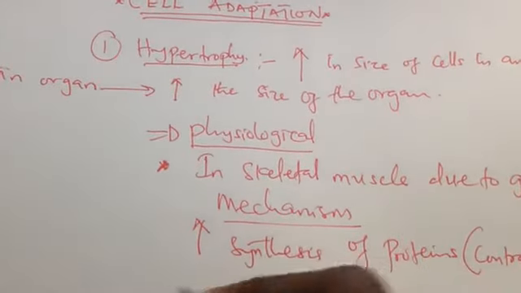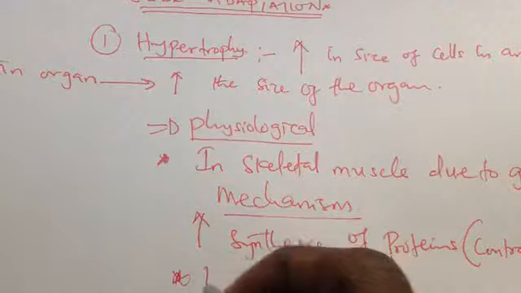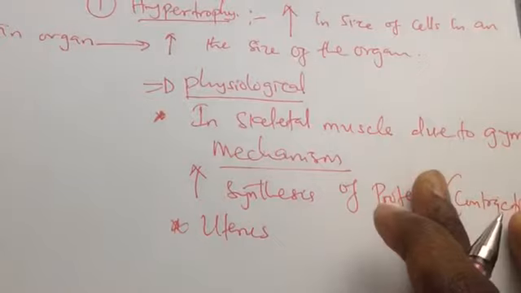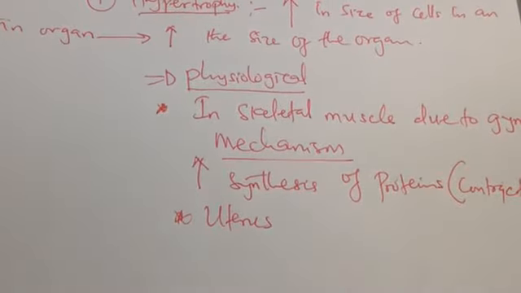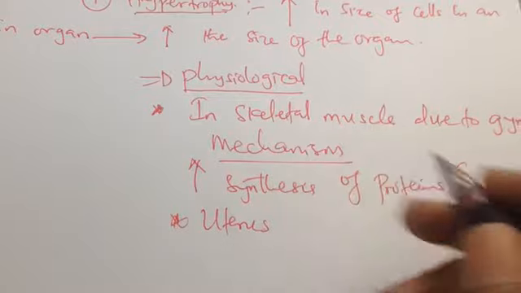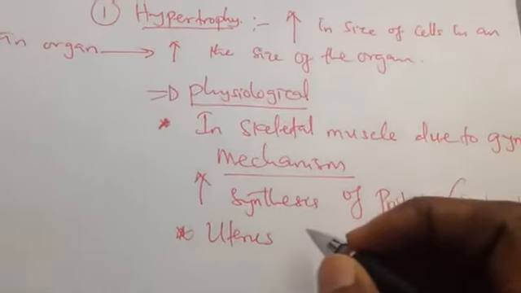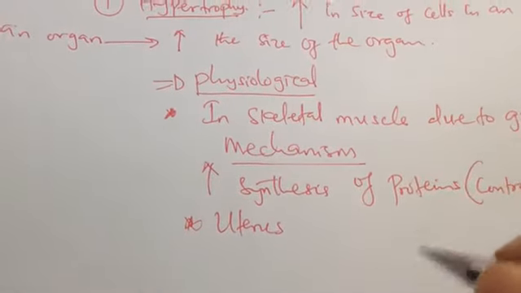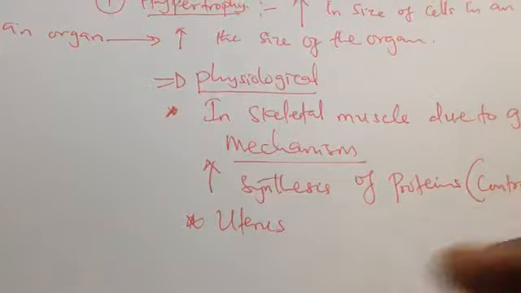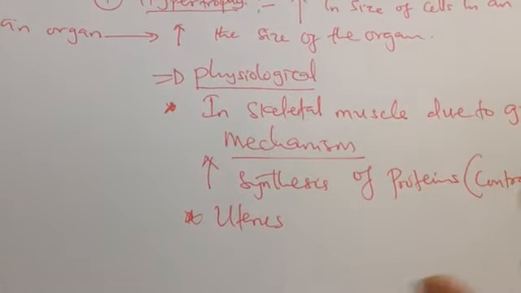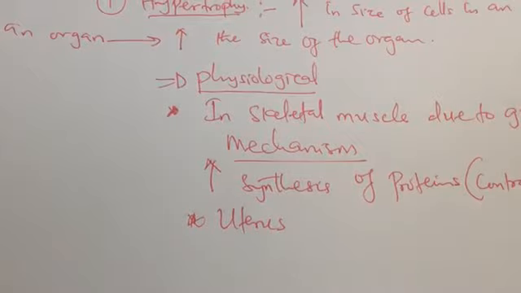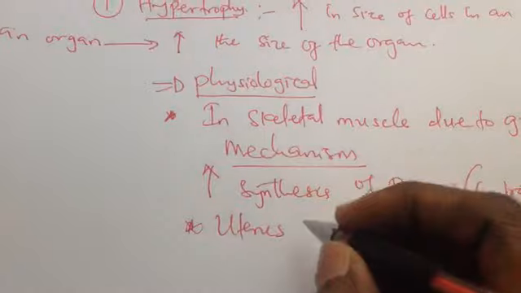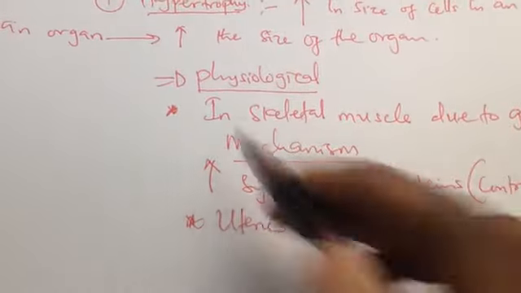It also occurs in the uterus, not the uterus of a non-pregnant woman, but of a pregnant woman. The uterus increases in size by hypertrophy and also by hyperplasia, as we will see in a minute. Because the woman is carrying a baby, for the uterus to continue to carry the increasing weight of the baby, the cells have to undergo hypertrophy so as to withstand the increase in stress. So physiological hypertrophy occurs in skeletal muscle and in the uterus.